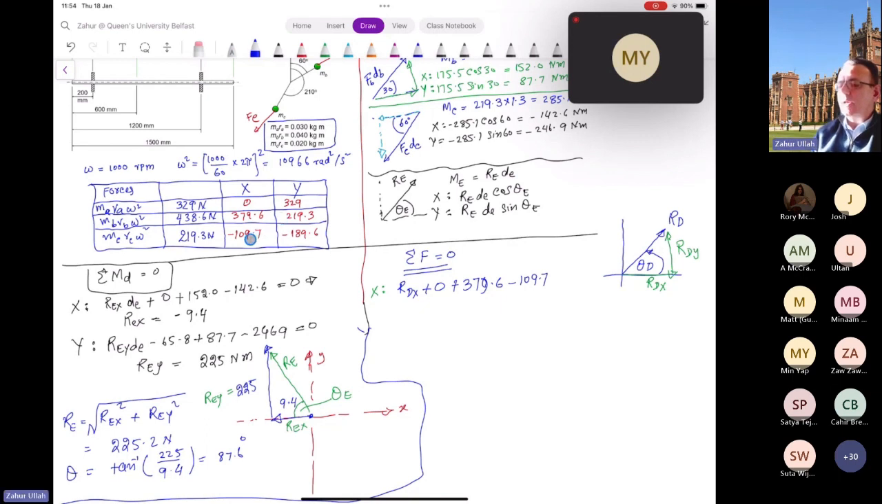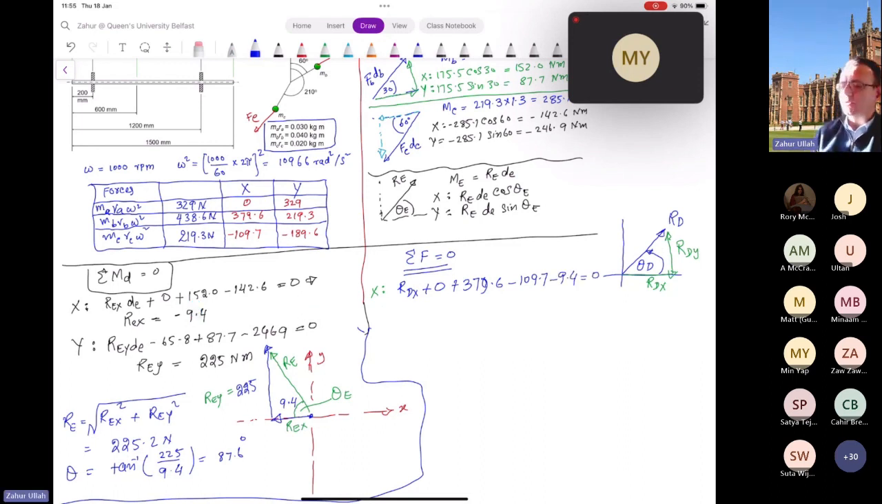Okay, but in addition to these forces, we also have a force which we just calculated here, REX and REY, the reaction force at E, which is also a force in the system. So we have to add it here. You already have its X component and Y component, so you don't need to do anything else. As you can see, the X component of this RE was negative and the Y component was positive. So for the X component, you will just add this minus 9.4.